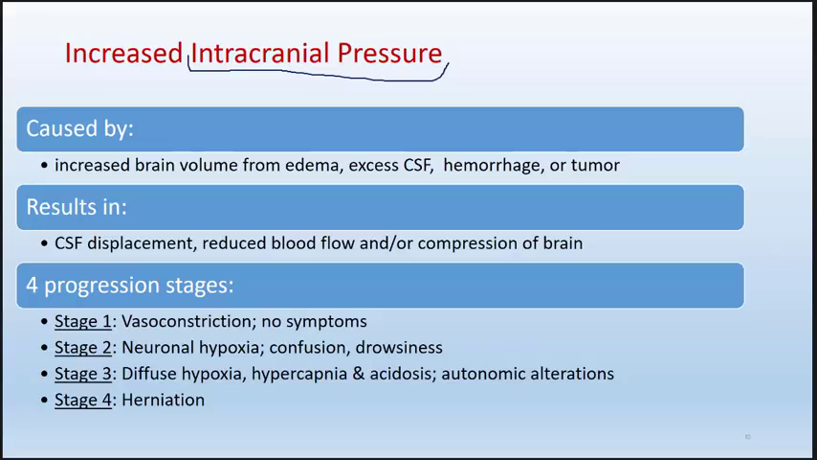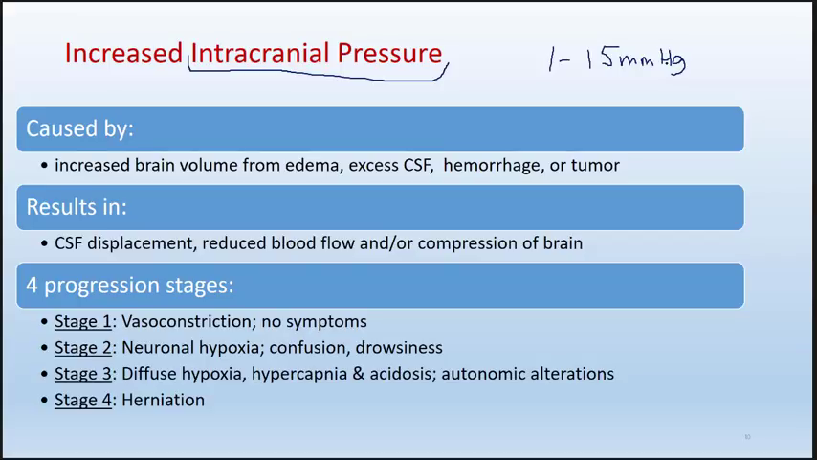And that should normally be maintained. So this is normal intracranial pressure, between about 1 and 15 millimeters mercury. And our body will constantly adjust for that to keep us within that range.